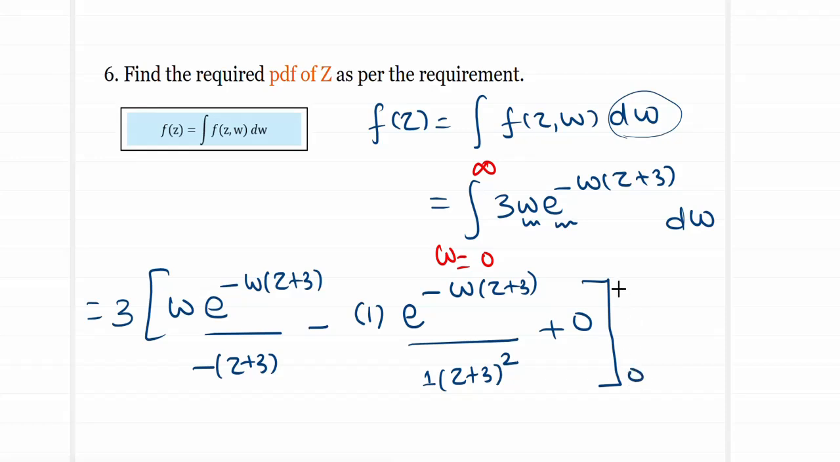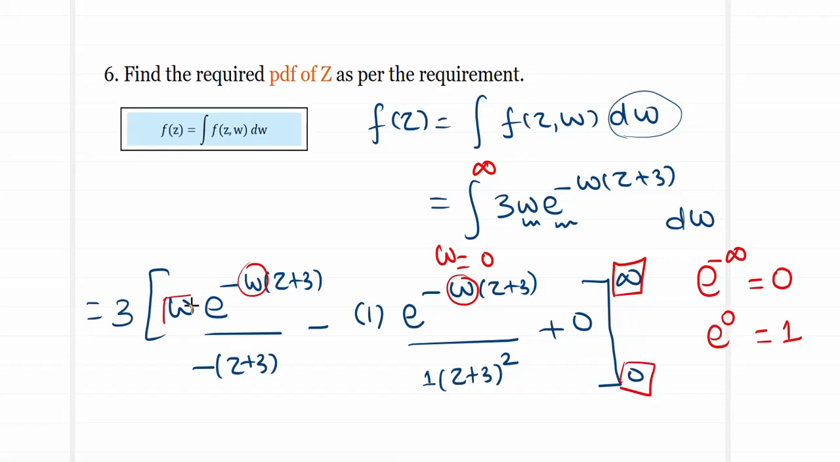Let us apply the limit between 0 and infinity. We need to keep two things in mind over here. e power minus infinity is going to be equal to 0 and e power 0 is going to take the value as 1. We can notice that we have e power minus infinity, which is to be substituted when I go for the upper limit. So what happens to my upper limit? My upper limit entirely vanishes, so it becomes 0. So no upper limit exists. Let us go for the lower limit. What is the lower limit? Lower limit is 0. When I replace this w as 0, 0 into something is going to give me 0. So this term will entirely vanish for both my upper limit and my lower limit.